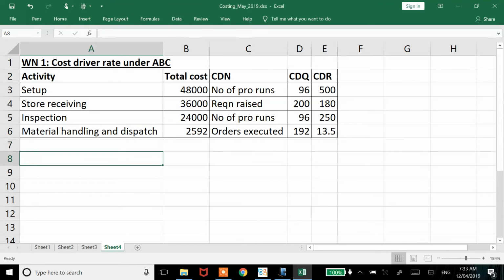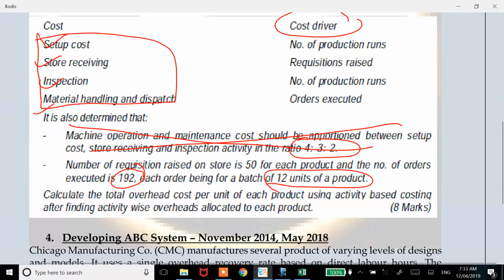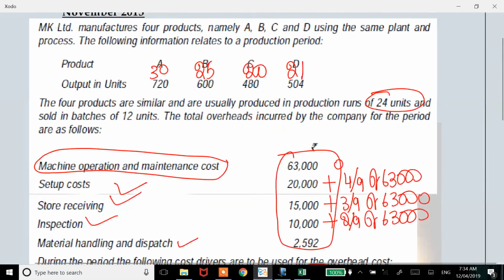Working note 2, apportionment of overheads under ABC. You will need 9 columns. Particulars. The 8 columns are for 4 products, which will need 2 sub columns each.